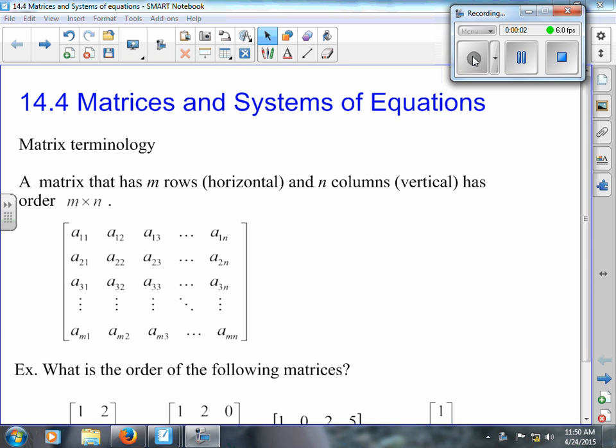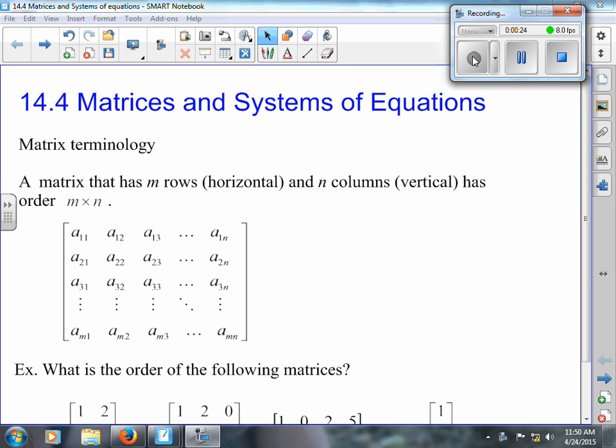Okay, so tonight we're going to be in 14.4. It's going to feel like something totally new for a second, but then we're going to come back to systems of equations. And so what we are going to talk about today are these mathematical entities called matrices. The singular is a matrix, and several are called matrices.